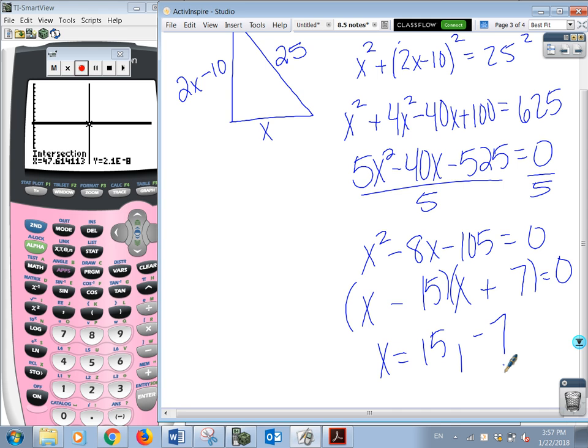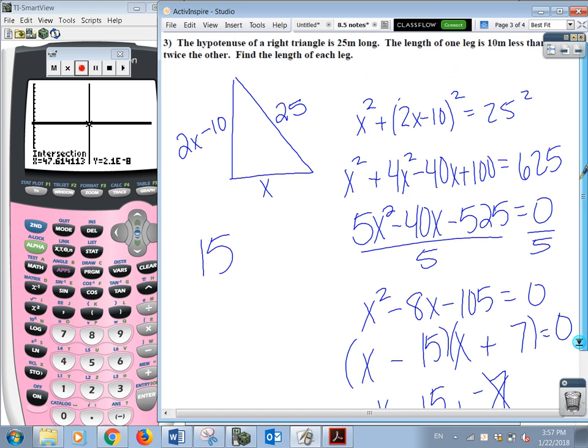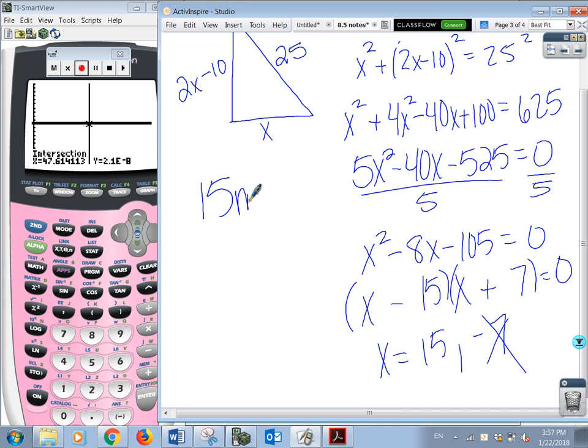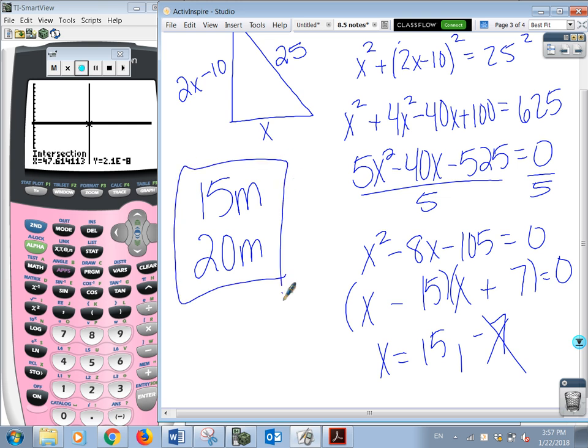Now think about the question we're asking. Can the length of the side be negative 7? It cannot. But it can be 15, so we have 15, and we are in meters. And 15 times 2 minus 10, 20 meters. There are the lengths of the two sides.